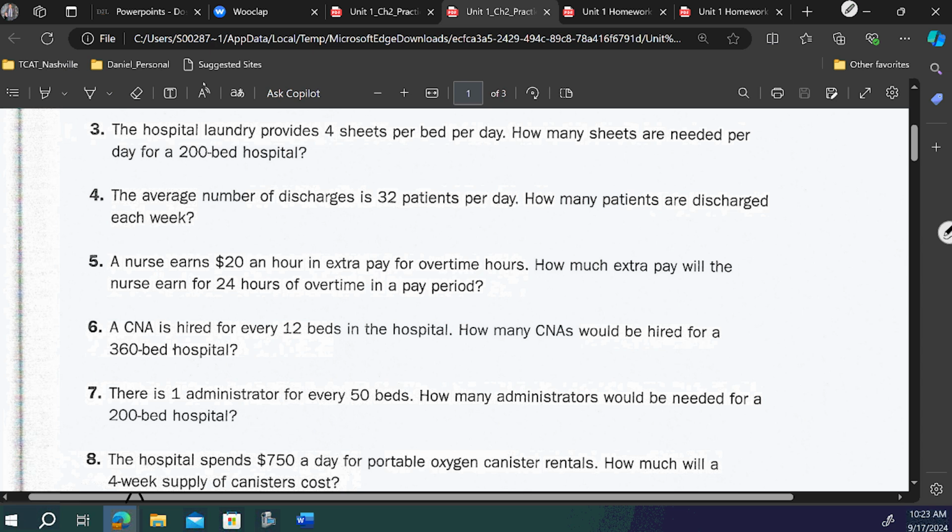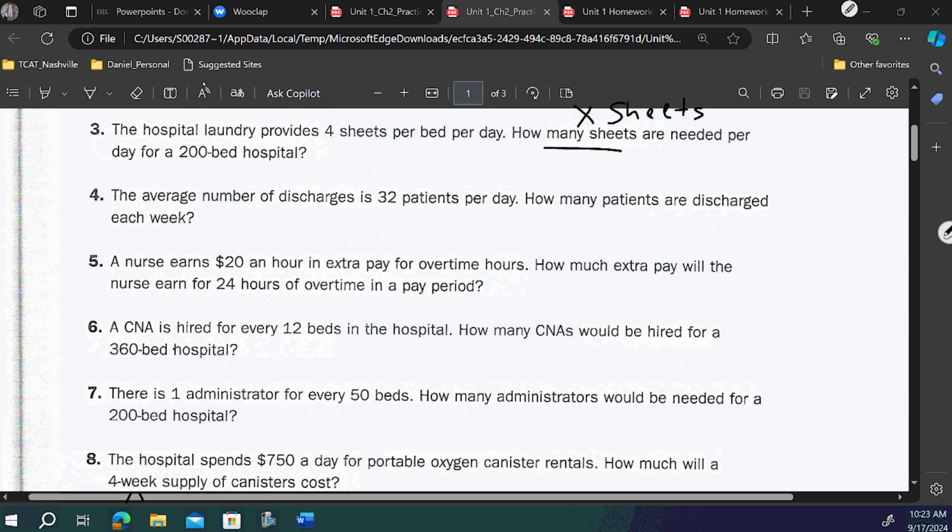All right, so hospital laundry provides 4 sheets per bed per day. Oh, that's a lot of words. Whoa. How many sheets are needed per day for a 200-bed hospital? It's a little weird to wrap your head around that one, right? But that's why I say, hey, start somewhere. So let's just start with that weird one with how many sheets, right? Because that's our X. How many sheets are needed, blah, blah, blah. So as soon as I see the how many, I know that this is going to be the X. So I'm looking at X sheets. That's what I'm trying to find out. Are needed per day for a 200-bed hospital.